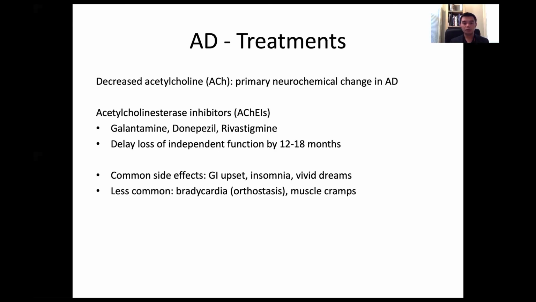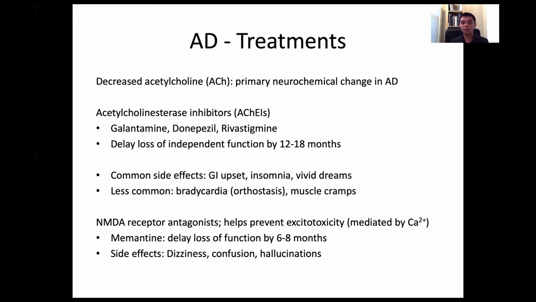The common side effects that you have to warn your patients about: GI upset, I think, is the big one. But some patients also have insomnia or vivid dreams because of the cholinergic effect of this medication. Rarely you can see patients with bradycardia, so they'll get orthostasis as a result of that, which means they'll get lightheaded really fast. And they might even get muscle cramps as well.